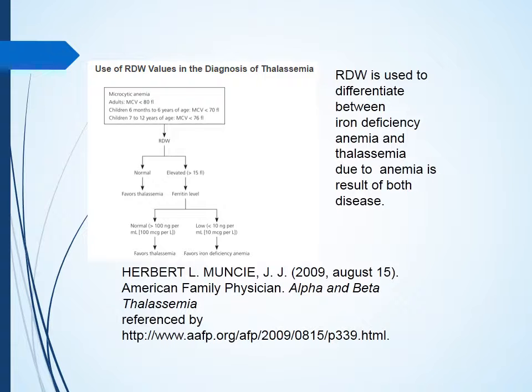Red cell distribution width is used to differentiate between iron deficiency anemia and thalassemia due to microcytic cells. It can result in both diseases. If the RDW level is elevated, we will proceed to the ferritin test, and if the result of the ferritin test is normal, it favors thalassemia, but if the result is high, it favors iron deficiency anemia.